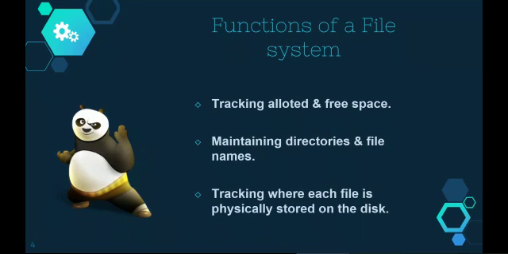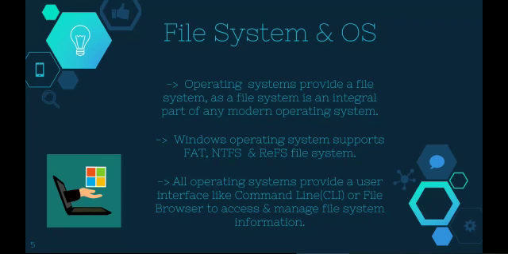What do you think is the relationship between a file system and an operating system? That will be dealt with now. So, file system and operating system. I'll read out the first point for you: operating systems provide a file system, as a file system is an integral part of any modern operating system. A programmer or a DevOps engineer or a newbie cannot imagine the system without a file system. It is very important in an operating system because it stores the data and the files, and it creates directories for you by default.